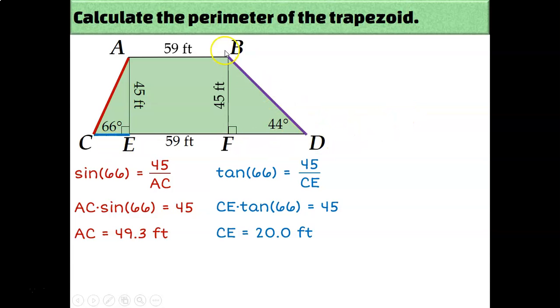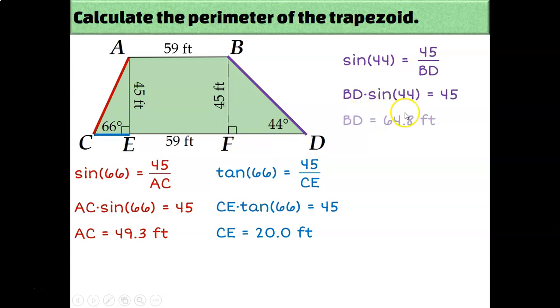Next, let's calculate the length of BD. In relationship to this 44-degree angle, BD is the hypotenuse, and this 45-foot side is the opposite. Opposite and hypotenuse is sine, so I'll write that the sine of 44 degrees is equal to 45 over BD. Multiply both sides by BD, divide both sides by sine of 44, and we find out that BD is about 64.8 feet long.